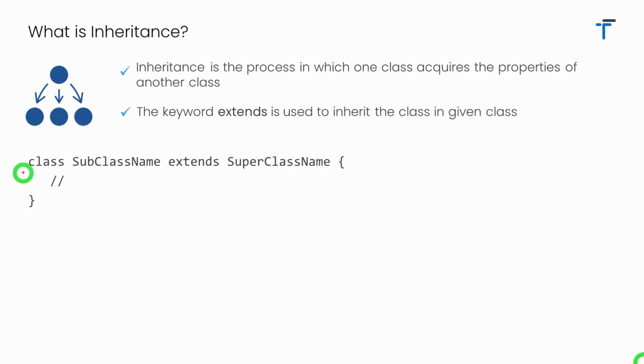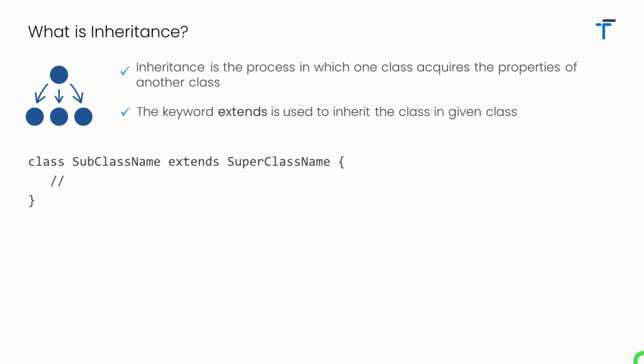We have to write the keyword class. This is because we are creating a new class here. Then we have to write the name of the subclass. Here the name of the subclass is the name of the class that we are defining, that is our own class. Then we have to write the keyword extends because we are extending, or inheriting, another class. And then we have to write the name of the superclass. The superclass name is basically the name of the class that you want to inherit, or you want to make the parent class.